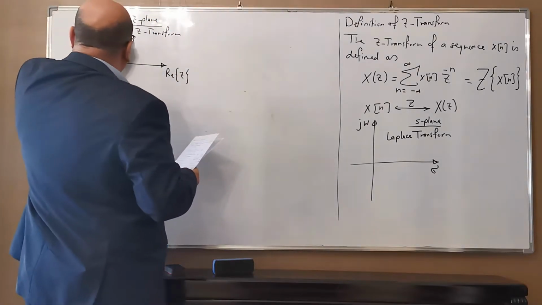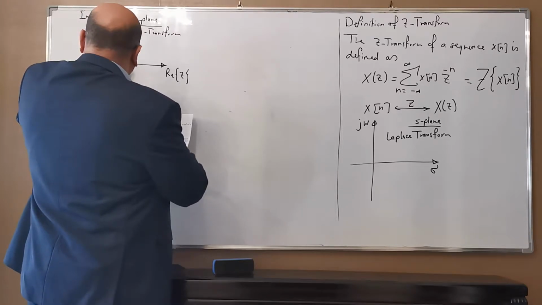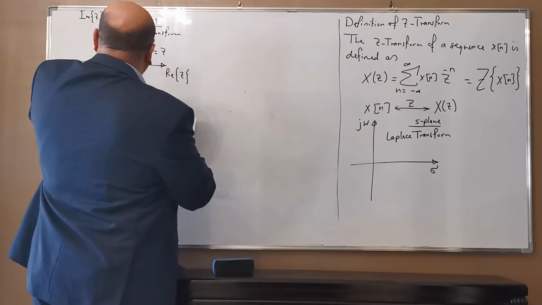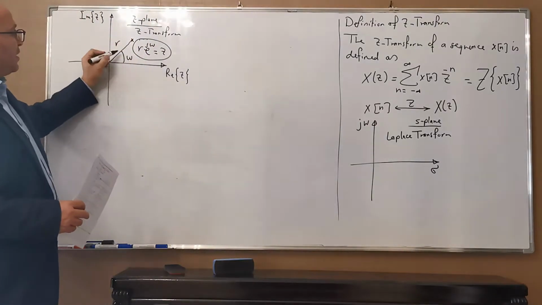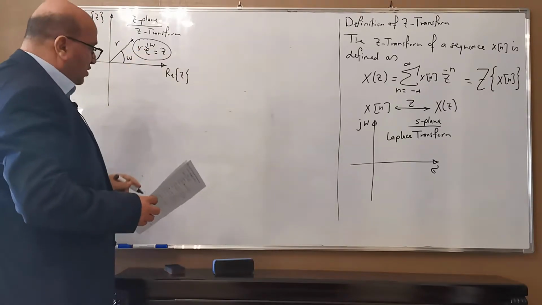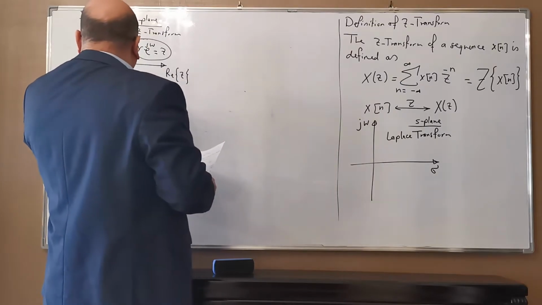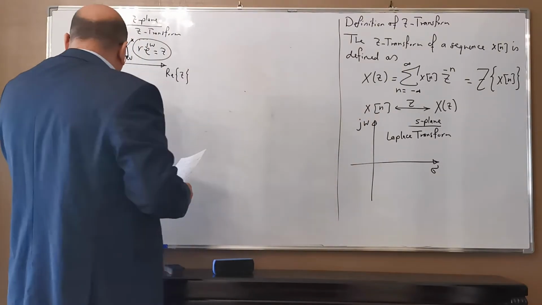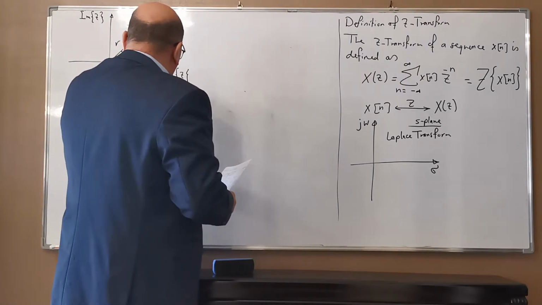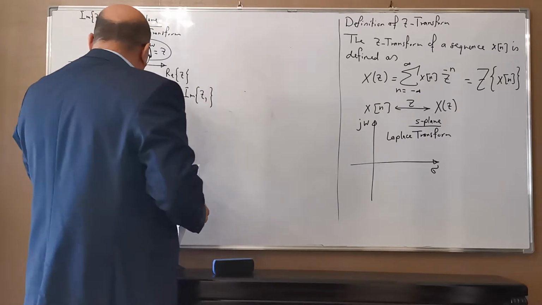Not only this, any point here also has a magnitude of r and an angle of omega. So this is r e to the j omega, which is equal to z. So z here has magnitude r, and the angle, the angular frequency, is omega. Any particular z1 is equal to the real of z1 plus j times the imaginary of z1, or we can say z1 is equal to r1 e to the j omega 1.